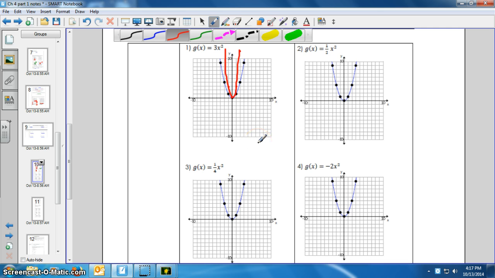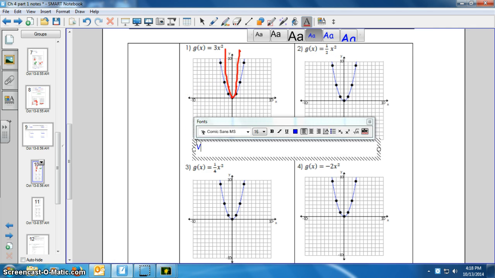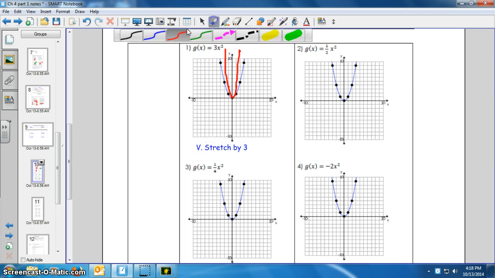And you could make a table off to the side and pick some values if you wanted to, but the sooner you memorize the fact that if it's a stretch, it's going to be pretty skinny, and then if it's a compression over here, we'll see that example in a second, but it's going to be kind of pressed down more wide. So this, we're going to put vertical stretch by 3. And then let's graph the other one over here. So again, we're half the amount that we would be.